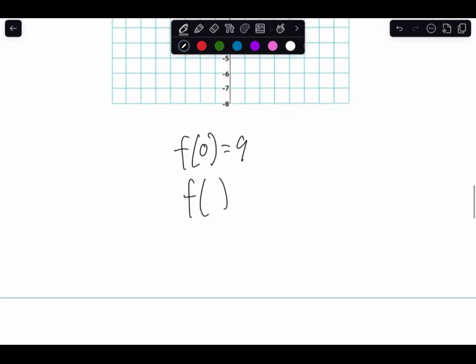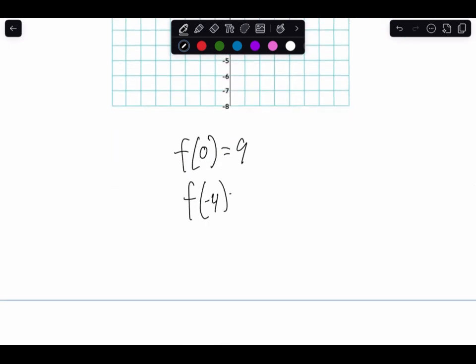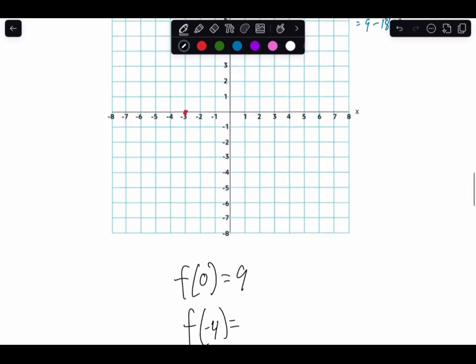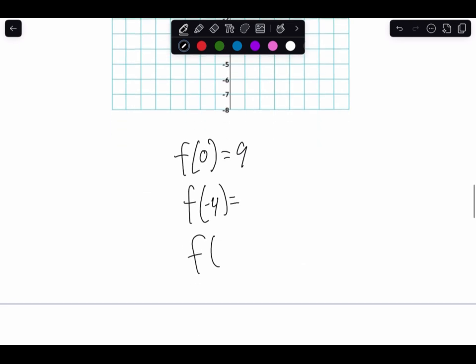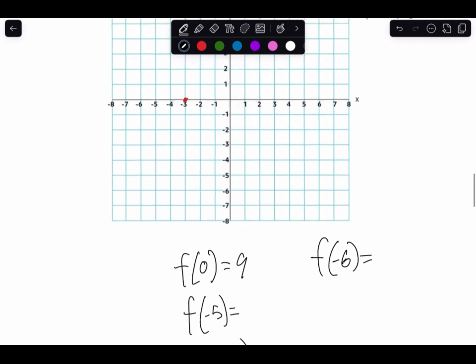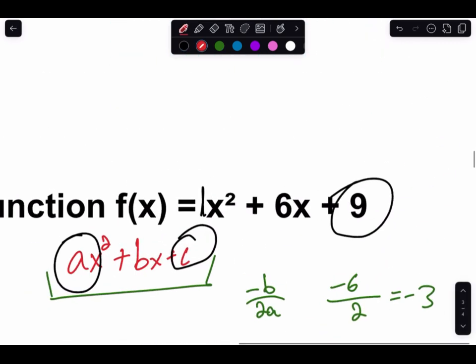But let's then do f of negative 4, and then f of negative 2. Let's make something simple. And I'm going to actually change this to f of negative 5. And you know what? I'm going to do f of negative 6 too. So to find these, we're just plugging it into this original equation right here.